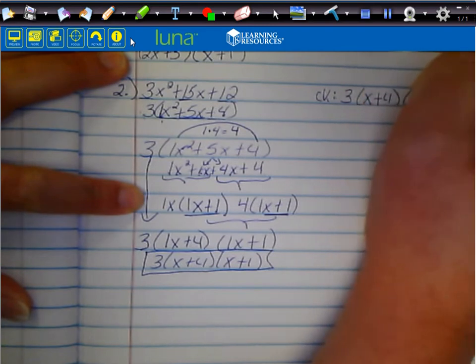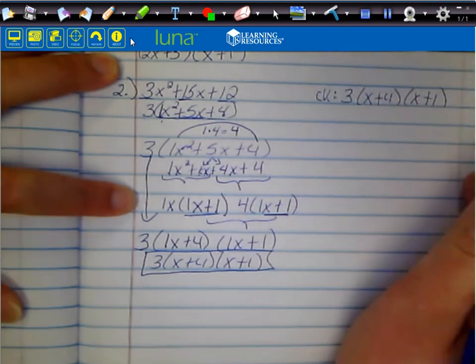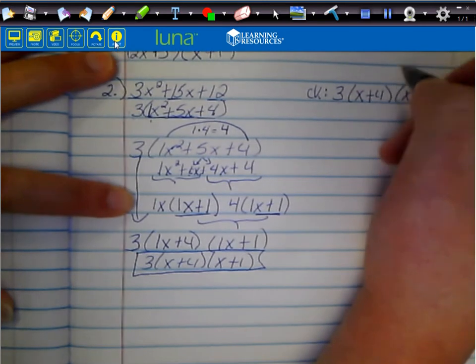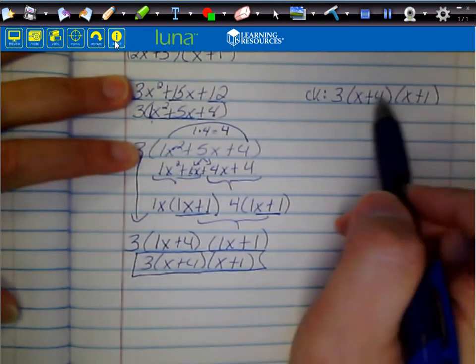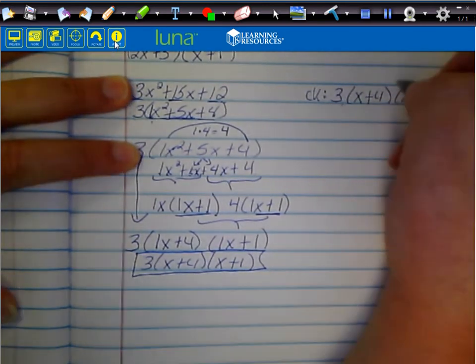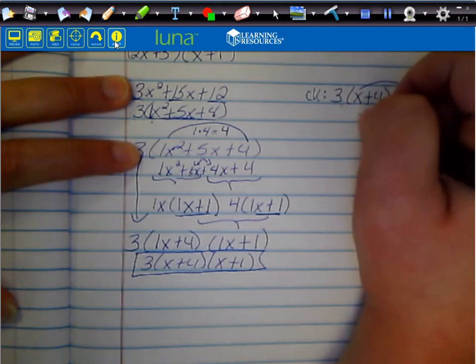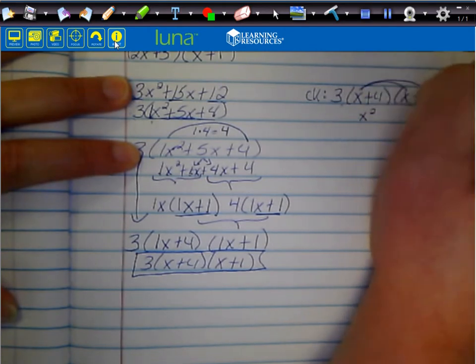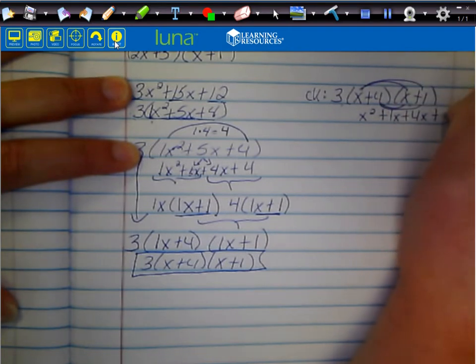Just for time's sake. All right, for this one, I'm going to need to multiply these two first, and then I'll deal with that 3. So I'm going to say x times x is x squared. x times 1 is 1x. 4 times x is 4x. And 4 times 1 is 4.